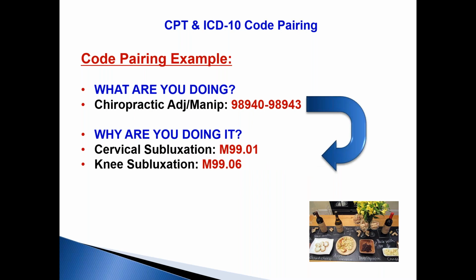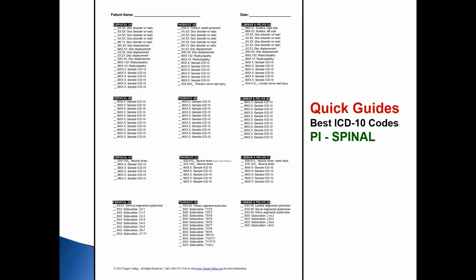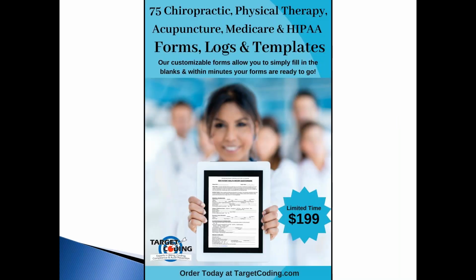Let me give you an example of what doesn't pair properly. You're going to bill 98940. That's a spinal adjustment. And you pair that with M99.06. You see that on your screen? That's a knee subluxation. Denied. So the book has all these different things, 3 chapters.